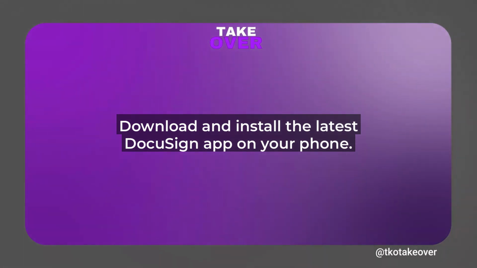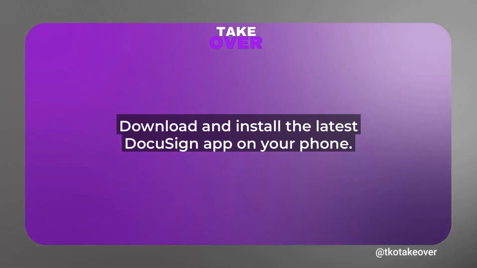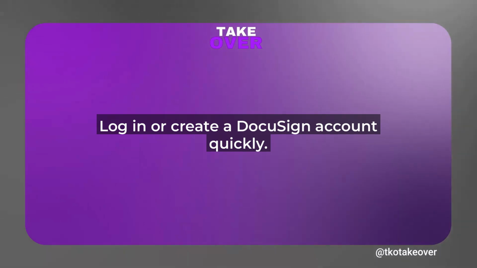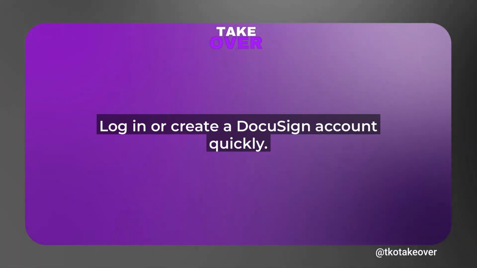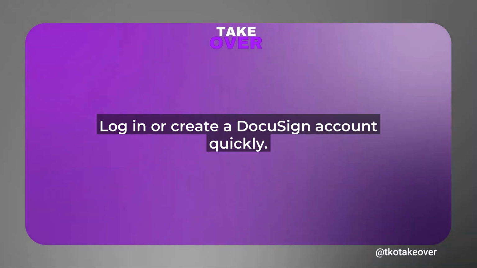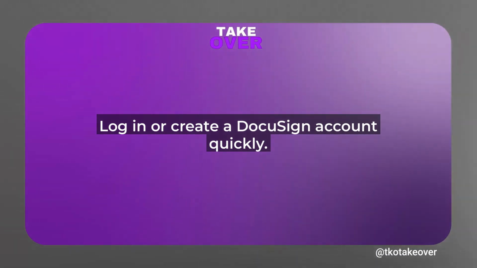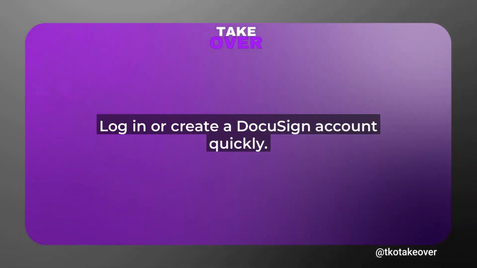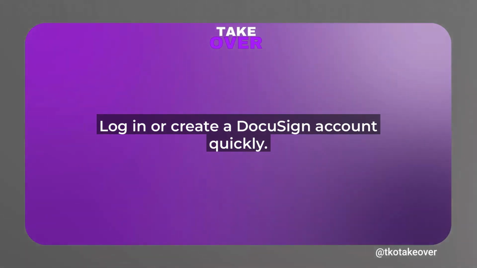by step. First things first, make sure you have the DocuSign app installed on your smartphone. Head to your app store, search for DocuSign, and download the latest 2025 version. It's free and user-friendly. Once that's done, open the app and log in to your account. If you don't have one, sign up quickly, it only takes a minute.